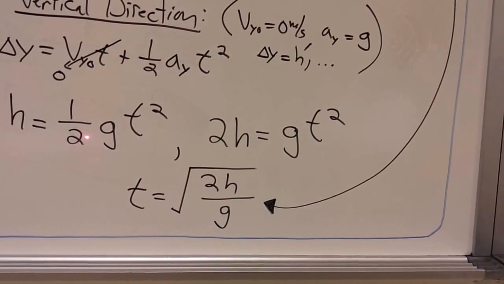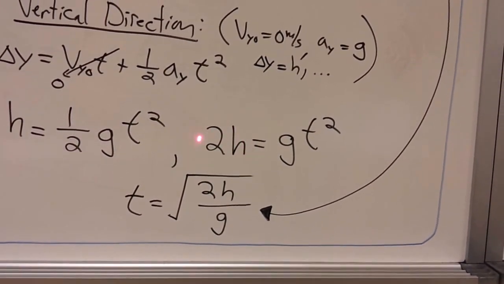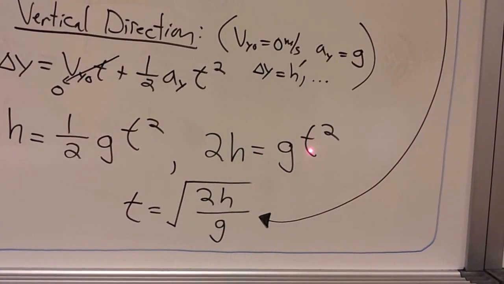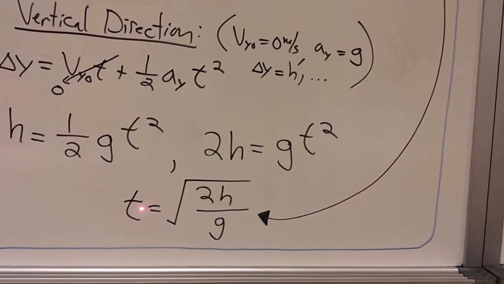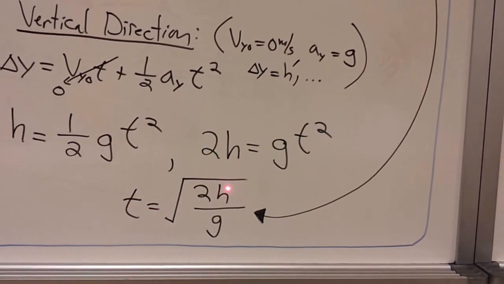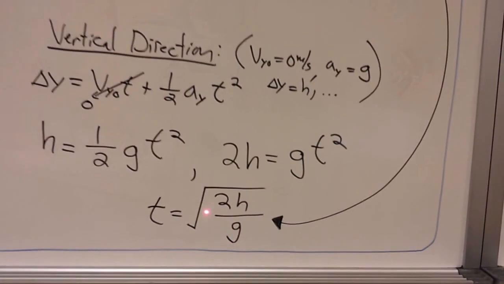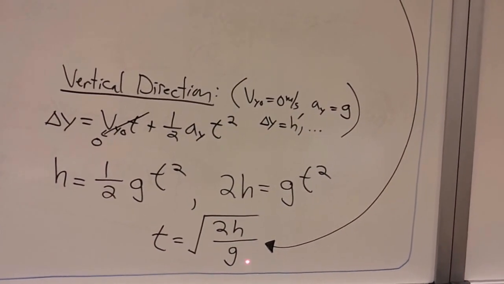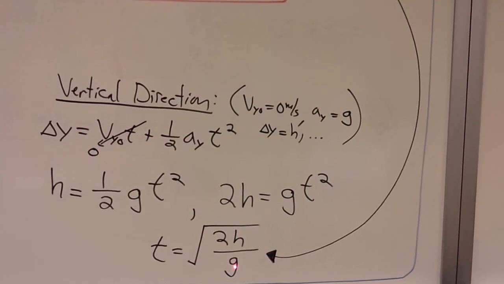So I'm going to multiply each side by 2, so we get 2h is equal to g times t squared. If I divide by g and then take the square root, we find out that the time is equal to the square root of 2 times the height divided by the acceleration of gravity. And this is an expression for time which only has h and g in it, 2 of our allowed variables.